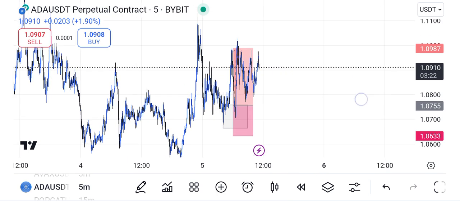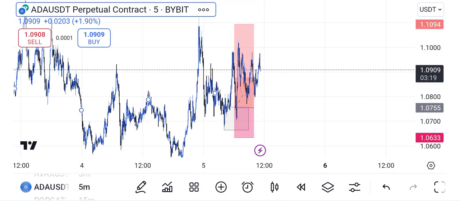Easy, simple as that. You can decide to hold it all the way to the upside and the price will still get there. So that is just it, guys.